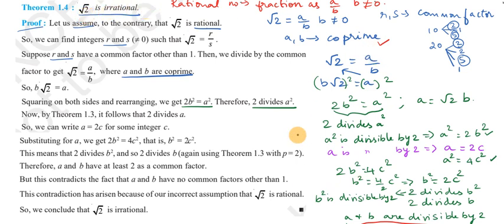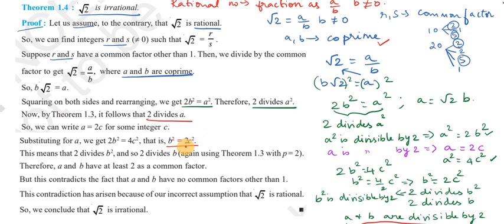Hope you understood this. We'll again look into what is given in the textbook. So 2b square is equal to a square, so 2 divides a square. If 2 divides a square, then 2 divides a. If 2 divides a, then I can take some integer c and say a is equal to 2c. Now if you find a square, I will get 4c square. I already have a square to be 2b square. I am equating both, so I am getting b square equal to 2c square.